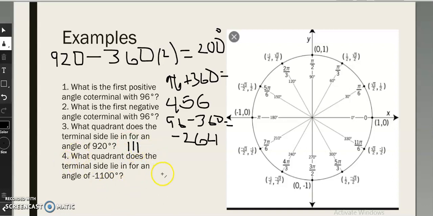All right. Then it says, what quadrant does the terminal side lie for an angle of negative 1100? Same process. I'm going to add 360 until I get somewhere in the actual unit circle. So this time I'm going to add 360. Multiples of 360, right?